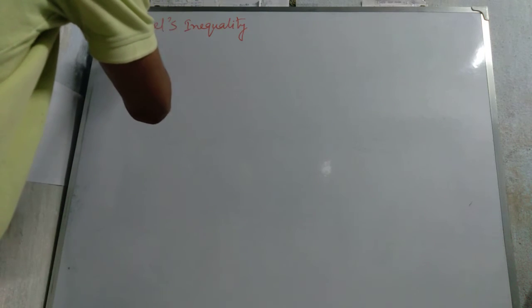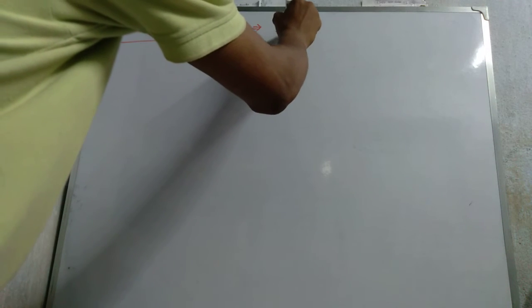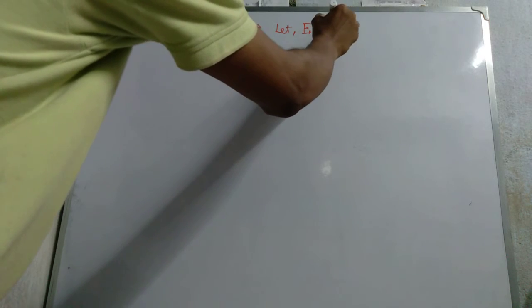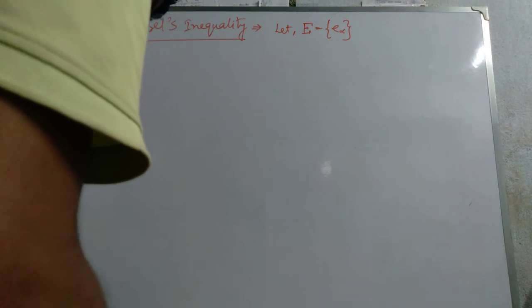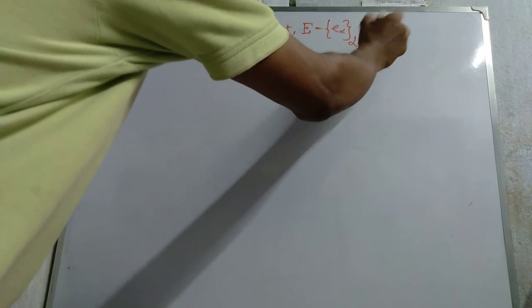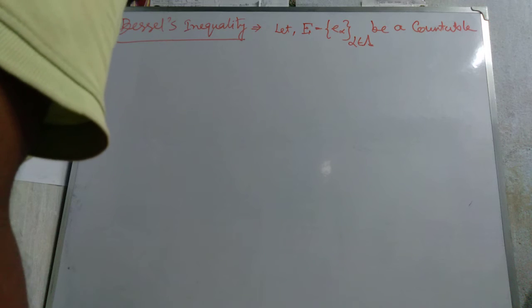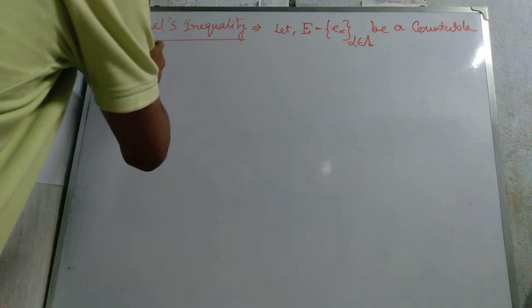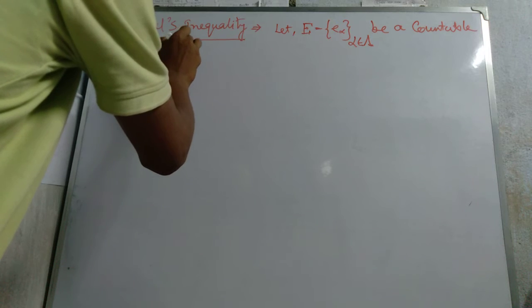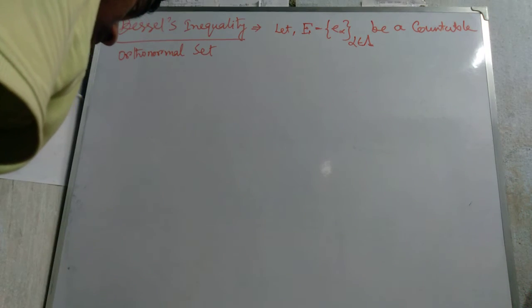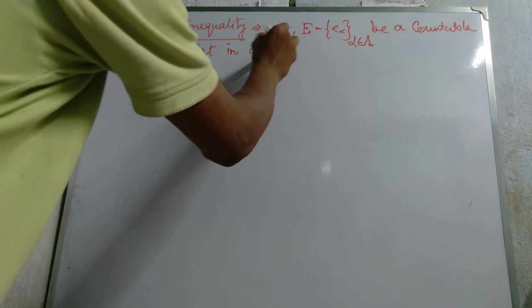Bessel's inequality. Let E equal to {E alpha}, alpha belongs to the index set capital phi, be a countable orthonormal set in an inner product space X.